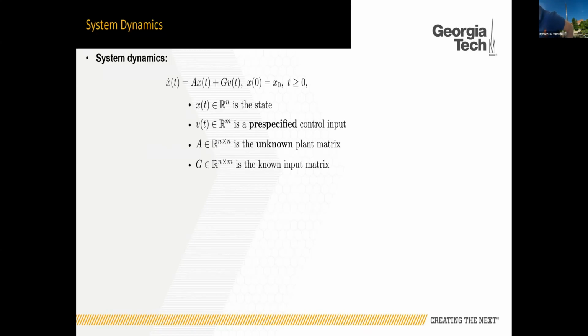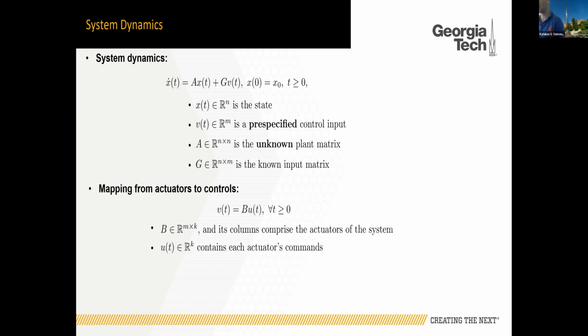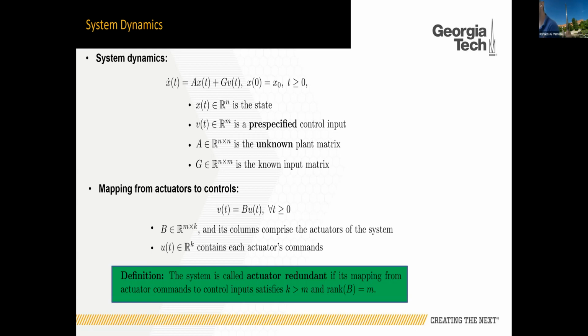Now, let's go back to this one. System dynamics: X is the state, V is the specified control input, A is the unknown plant matrix, and G is the known input matrix. What I want to do is map from actuators to controls. So whenever you see this V, I can write it as BU. Then B comprises the actuators of the system, and U contains the commands. We will call the system actuator redundant if its mapping from actuator commands to control input satisfies K greater than M, and the rank of B is M.